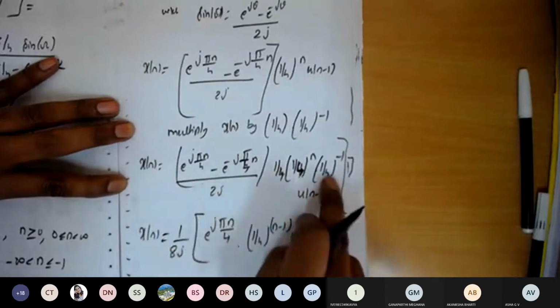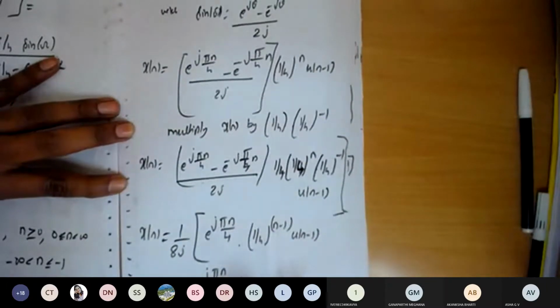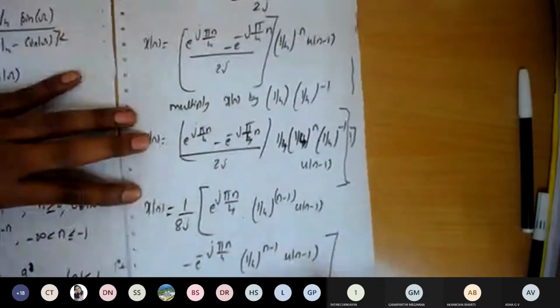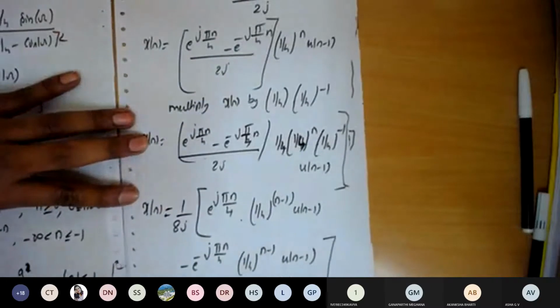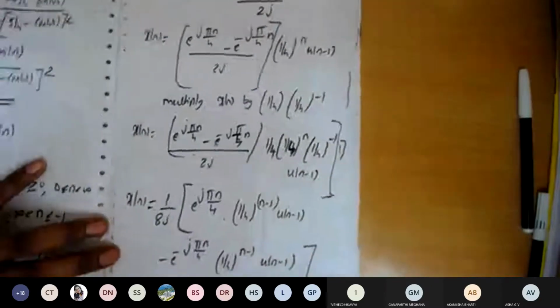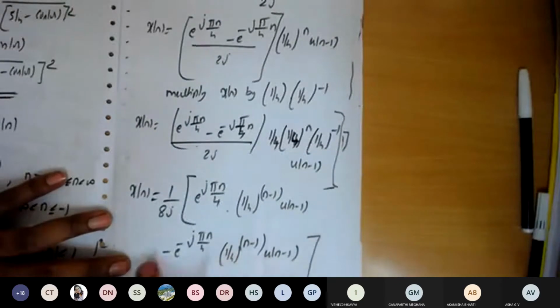So this is the first term we have here, minus the rest of the terms here, minus e to the power of minus j pi n by 4 into 1 by 4 to the power of n minus 1 into u of n minus 1. So whole thing multiplied by 1 by 8j.